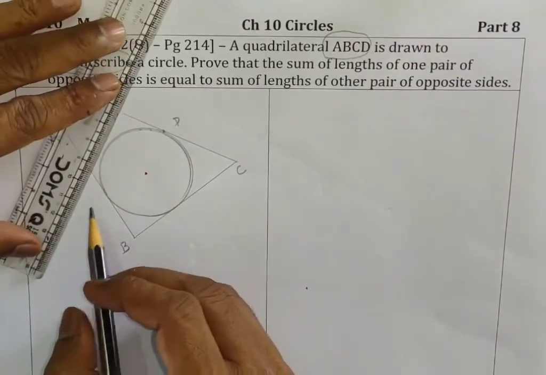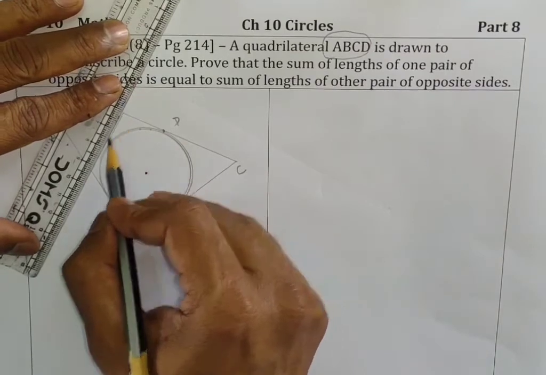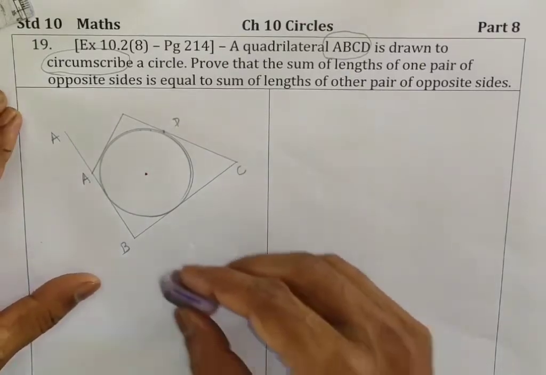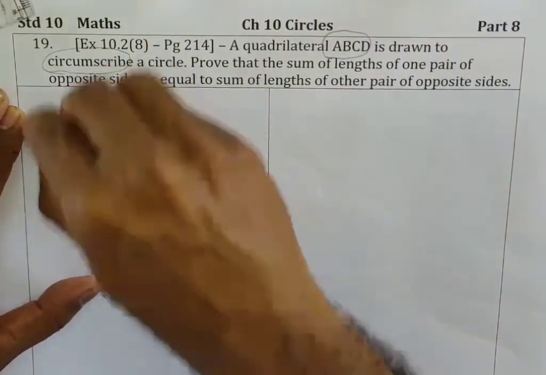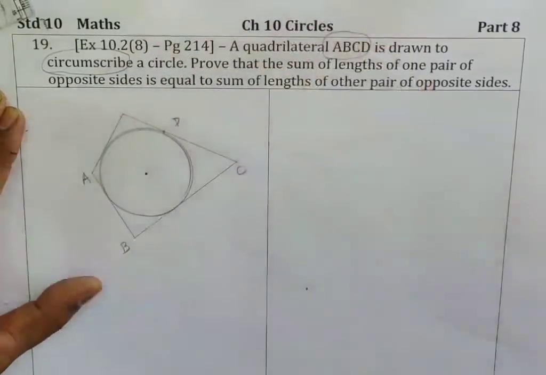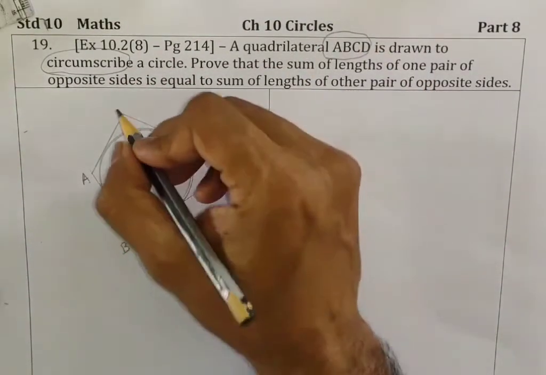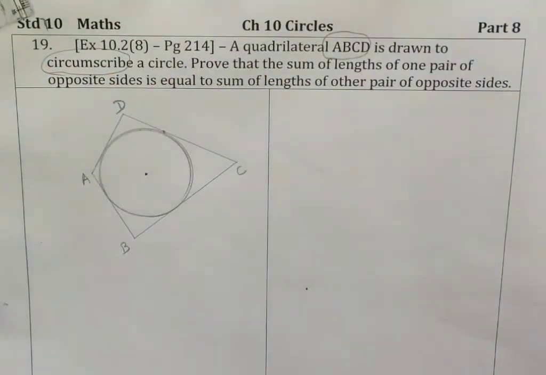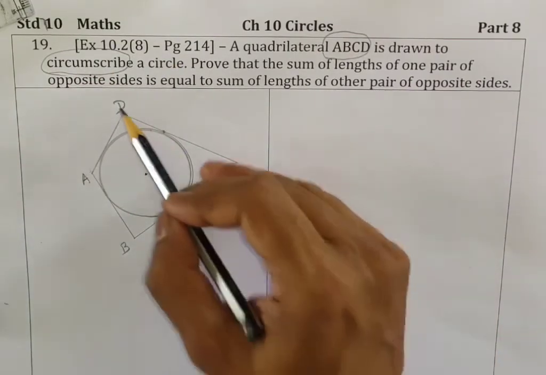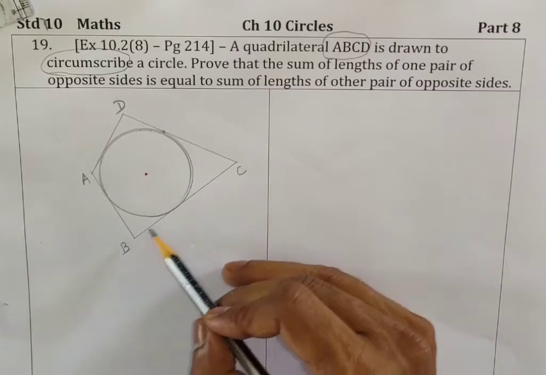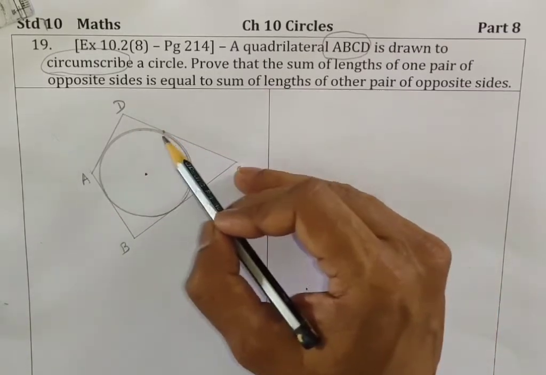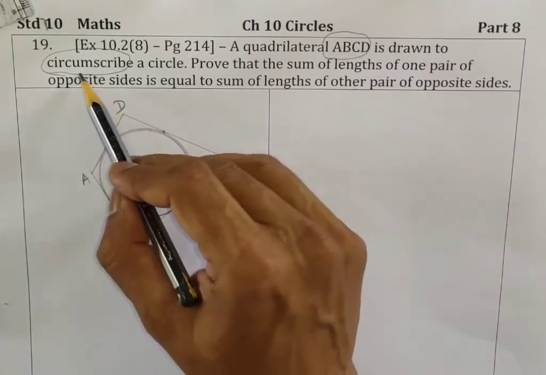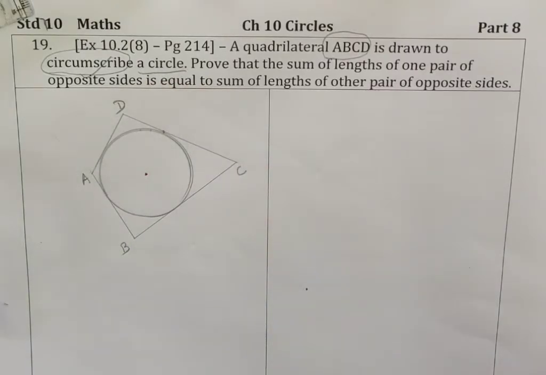I'll have to make little alteration here. And this is the fourth side. So A will be here, correct? Not there. So let me erase this part. Oh, this point D is here. So we have quadrilateral ABCD. You can see AB touches the circle, BC touches the circle, CD touches the circle, and AD also touches the circle. This quadrilateral is called quadrilateral circumscribing a circle.